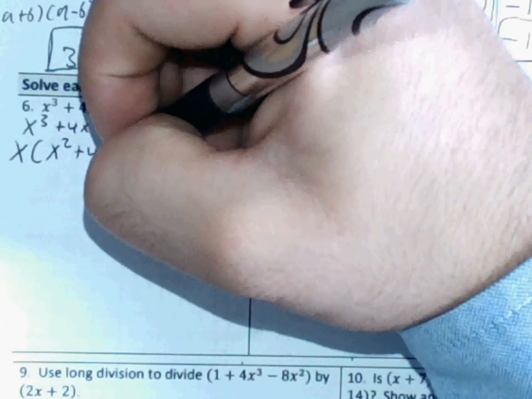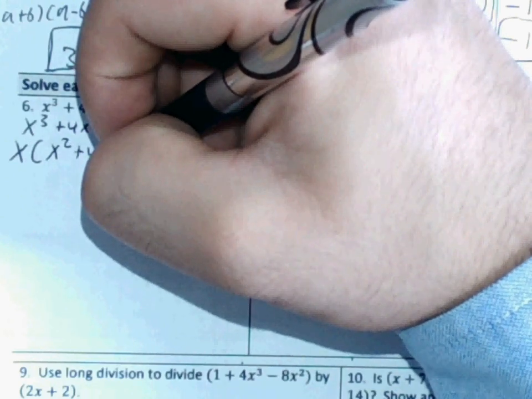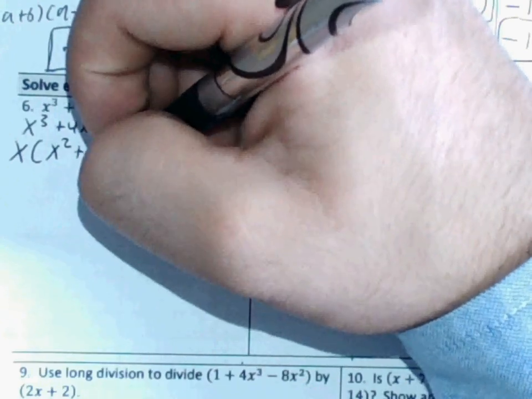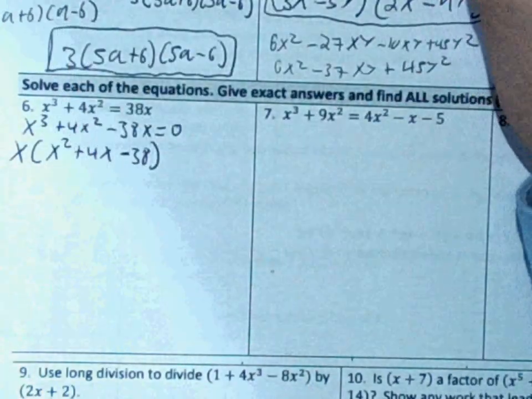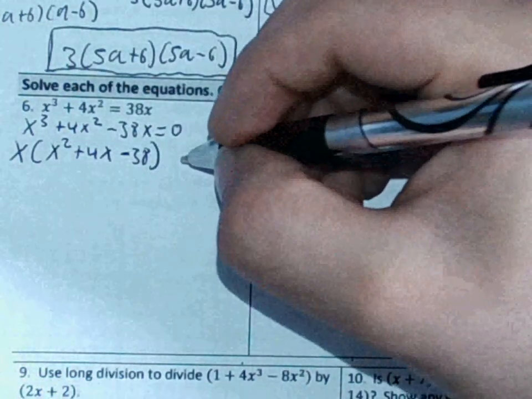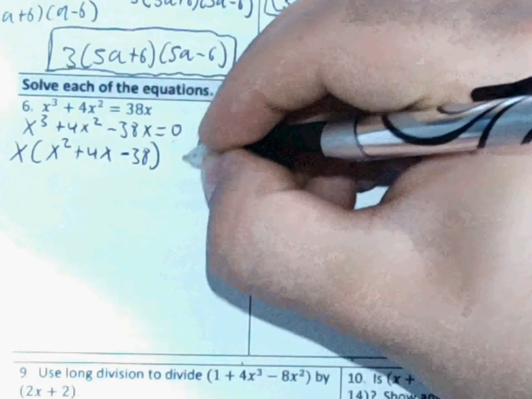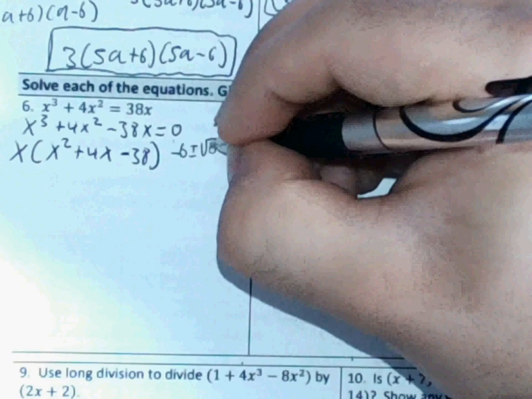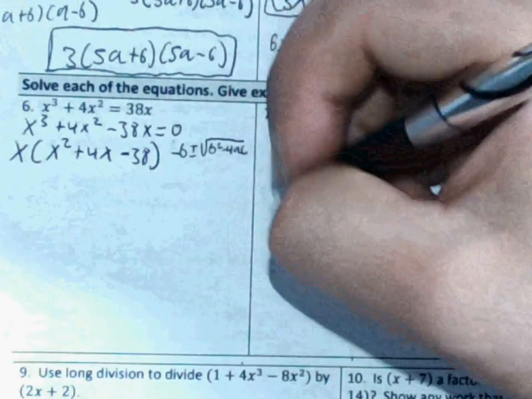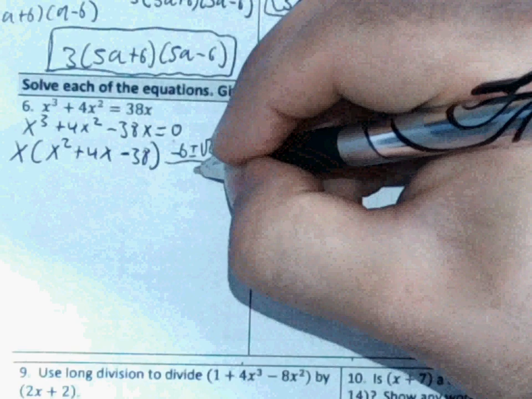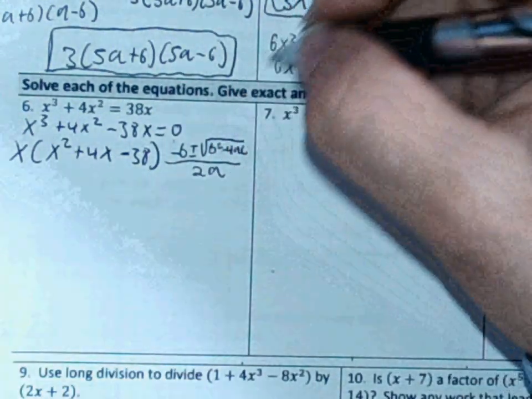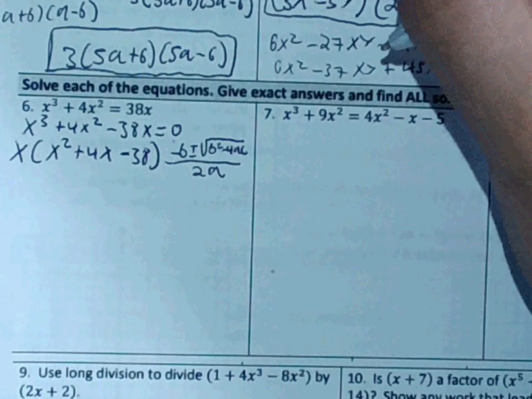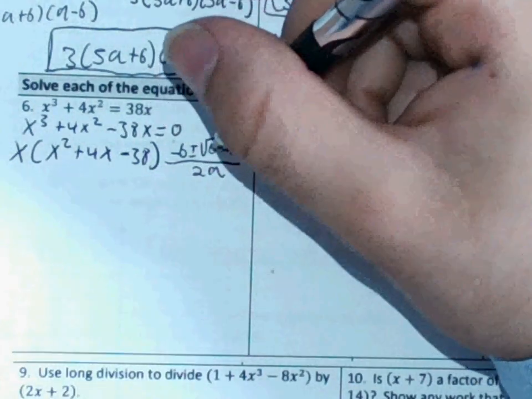Because 38 is going to be 19 times 2. It's either 38 and 1, or 19 and 2, and that's not going to combine to make 4. So you have to use the quadratic formula. The quadratic formula is, just a reminder, negative b plus or minus the square root of b squared minus 4ac all over 2a.